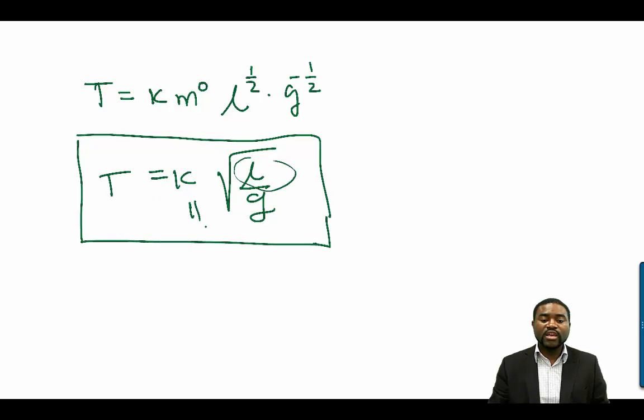It turns out that k is 2 pi. You're actually going to determine this experimentally next week. But what you need to realize is that this formula tells you how the period is affected by what? Length and the acceleration due to gravity.